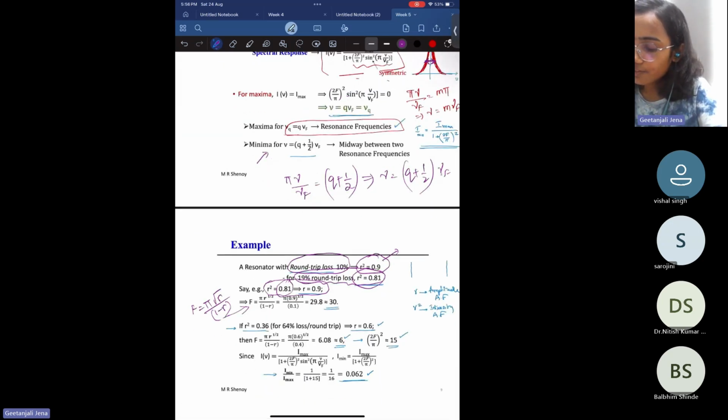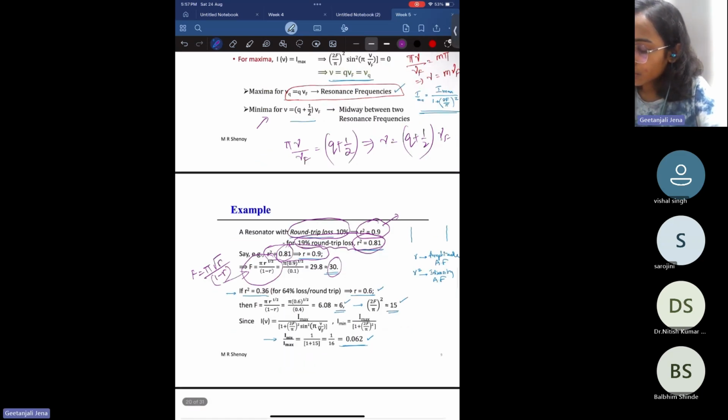So use this formula of fineness, that is F equal to pi root over R divided by 1 minus R. If you use it, the fineness will come around 30. And from the fineness, you can easily use it, and there is another example. These examples are for practice so that you can practice more and more.